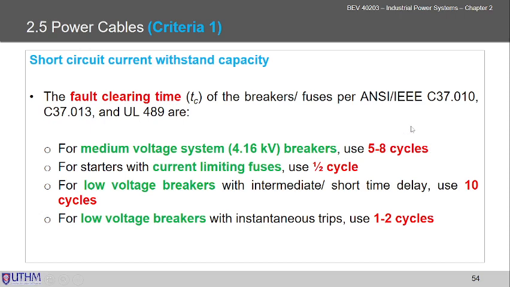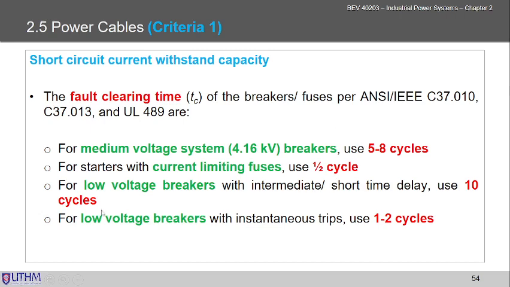If it is 50 hertz, fine; if 60 hertz, 5 cycles means 5 times 1 over 60 seconds. There you can calculate for that, because one cycle for 50 hertz is 0.02 second, and then you just multiply with 5, 8, or etc. For the current limiting fuse, if you are using a fuse, the time is much shorter. It is just half cycle only. Half cycle means 0.5 times 1 over 50, if we are using 50 hertz.